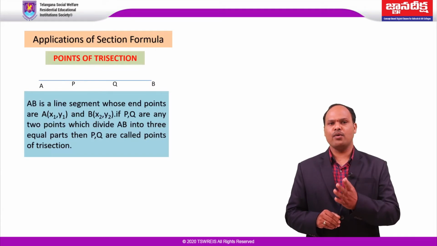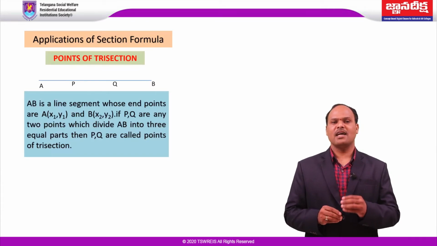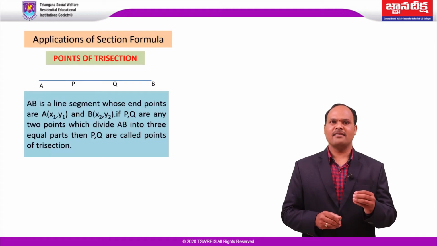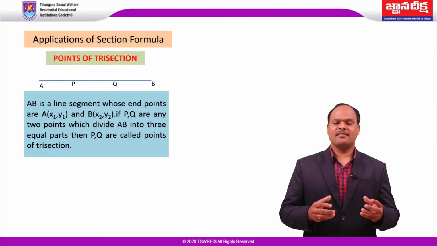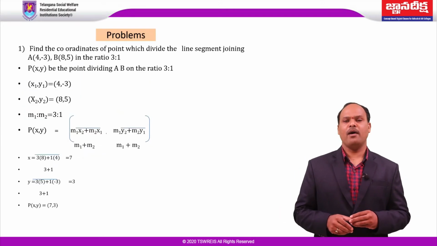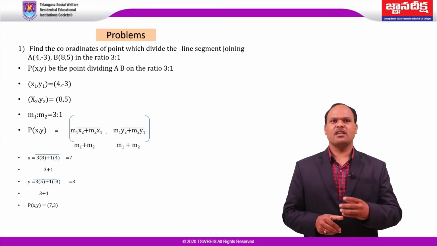That's why here P and Q divide AB into 3 equal parts. That's why P, Q are called points of trisection. Okay, so let us take some problems based on the section formula. See the question on the board.